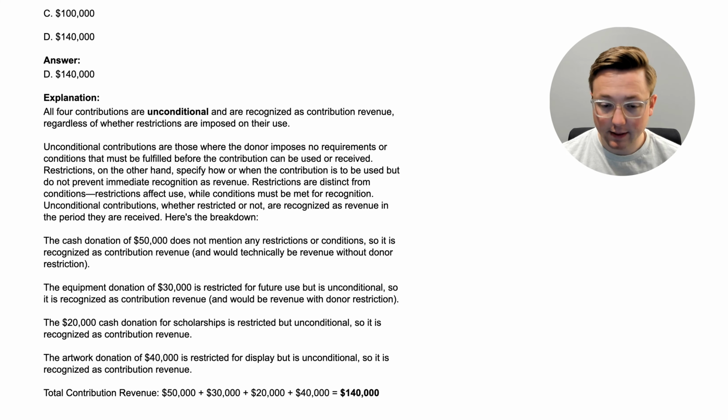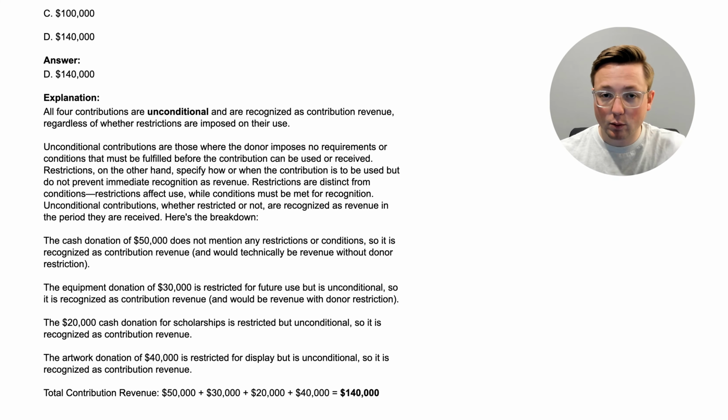So let me just say that one more time. I'm going to read it through to hit that home again. Restrictions are distinct from conditions. Restrictions affect use, while conditions must be met for recognition. Unconditional contributions, whether restricted or not, are recognized as revenue in the period they are received.